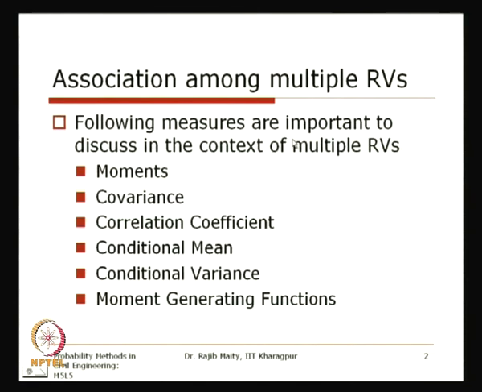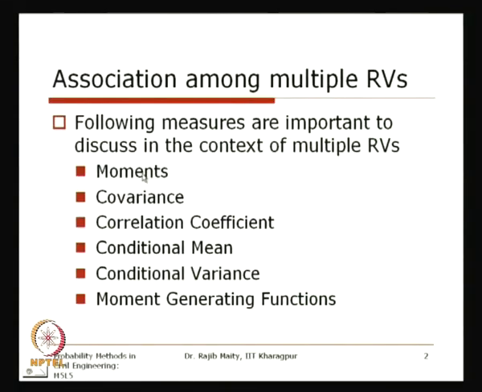For example, the moments that we have seen with respect to the origin, so far as the single random variable is concerned. Now we are extending those ideas to more than one random variable, where, to start with, as I am always doing, we take the bivariate random variable case, and similarly the same concept can be extended to more than two random variables as well.